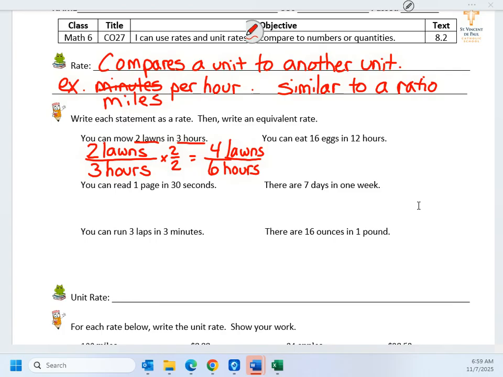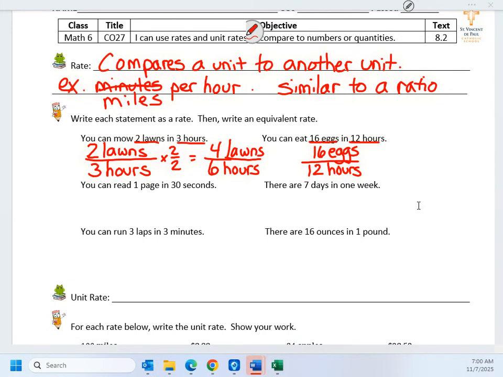Let's do one more together. You can eat 16 eggs in 12 hours. So the 16 eggs goes on top. The 12 hours goes on bottom. So we eat 16 eggs every 12 hours. That is a lot of eggs.